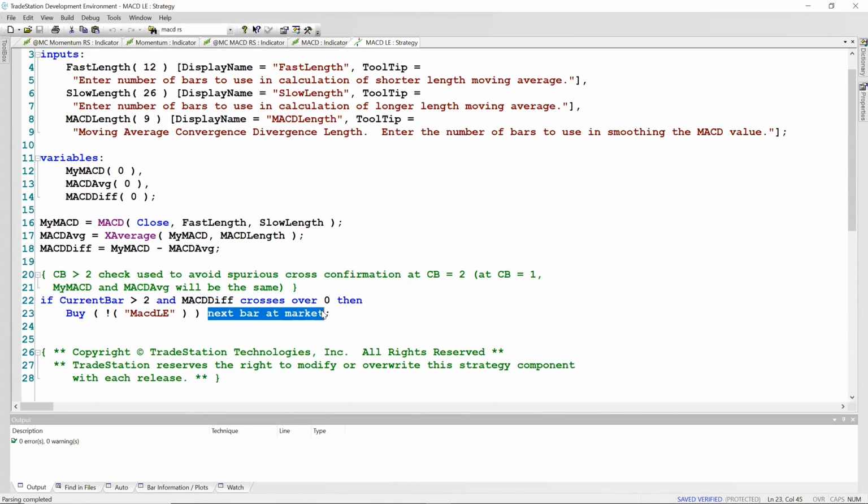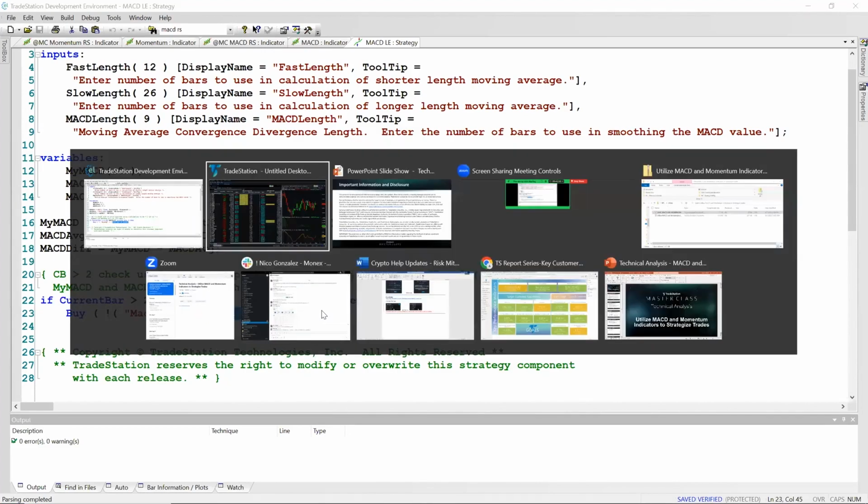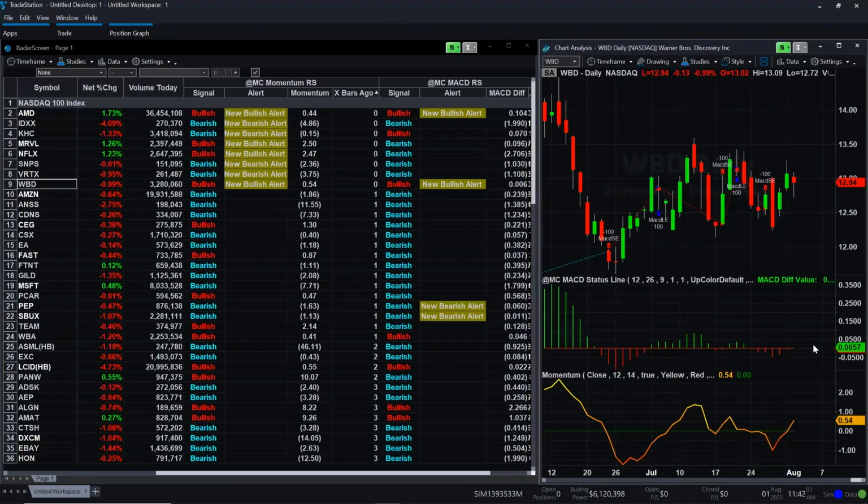So the condition is true on the current bar, but it's not going to buy on the current bar. It's going to wait until the condition is true at the end of the day. The problem is, let me go back here to my TradeStation to clarify this a little bit. Right now, yes, it's giving me a bullish signal. But what happens if the price all of a sudden continues to drop instead of going up, and the MACD value then turns red? In a real-time setting, my signal is not true anymore.